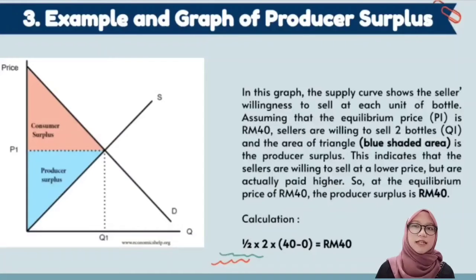In this graph, the supply curve shows the seller's willingness to sell at each unit of bottle. Assuming that the equilibrium price is RM40, the sellers are willing to sell 2 bottles. And the area of the triangle, which is the blue shaded area, is the producer surplus. This indicates that the sellers are willing to sell at a lower price, but the actual price paid is higher. So at the equilibrium price of RM40, the producer surplus is RM40. So this is the calculation, which is 1/2 times 2 times 40 minus 0. So it's equal to RM40.